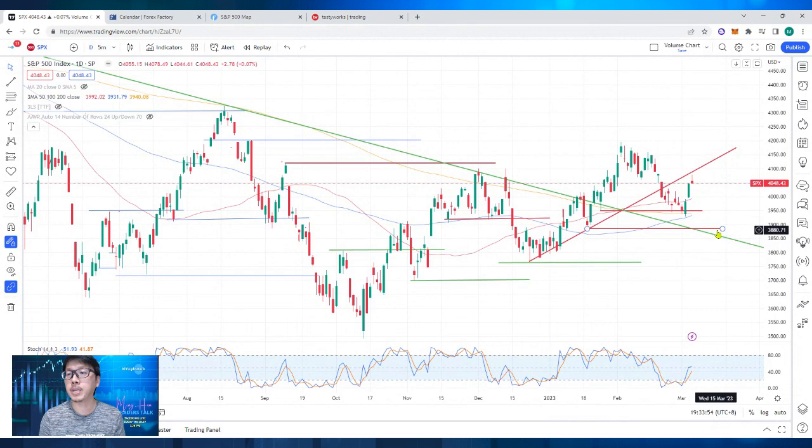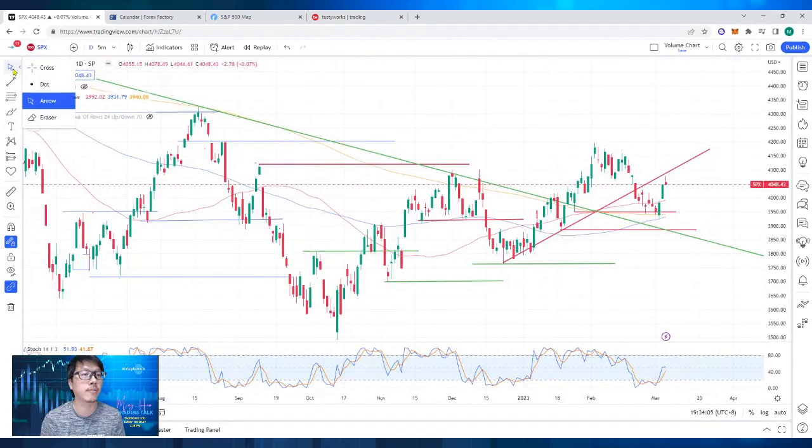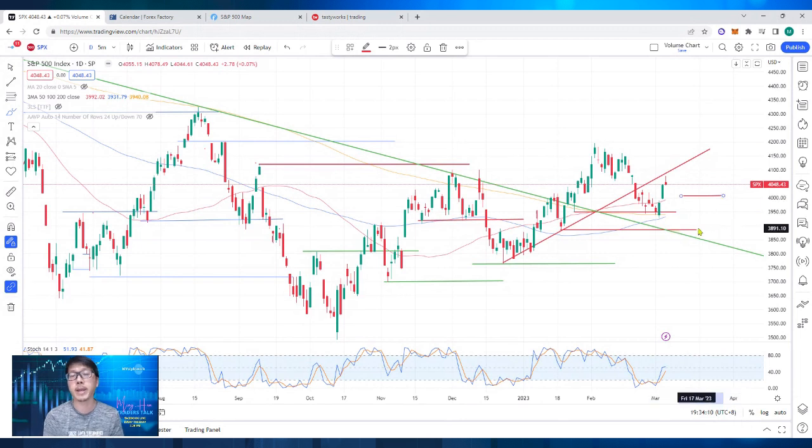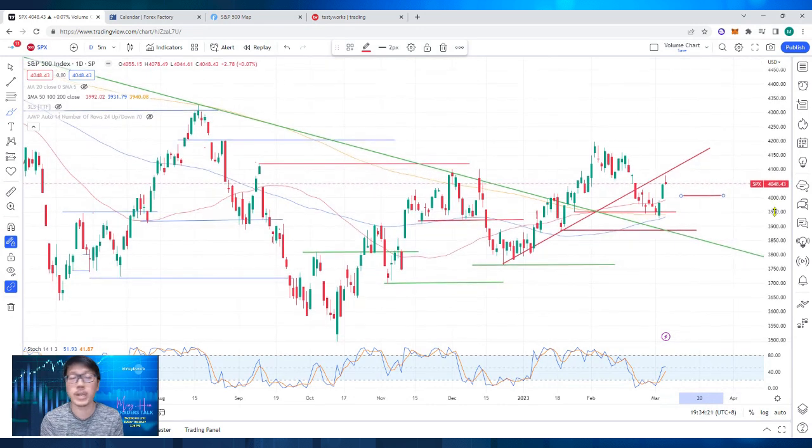So the S&P is currently at 4048. It went back above the 4,000 mark. As we have said many times, the 4,000 mark is a round figure, and round figures are always psychological areas. Once we breach that, we tend to see the momentum in the market be a bit stronger when these levels are breached.